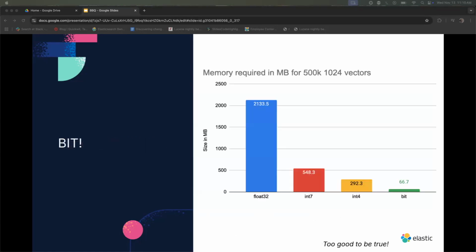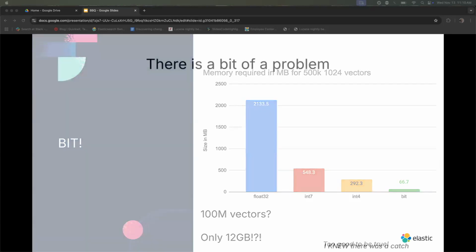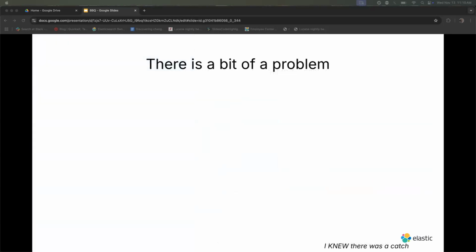What this actually means for that example I gave before, 500,000 vectors at 1024 dimensions, is you require 66 megabytes of memory to store, which is way better. And for 100 million vectors, that's 12 gigs, which is kind of amazing. You can start doing stuff on a single node that you could never do before. However, there is a problem.